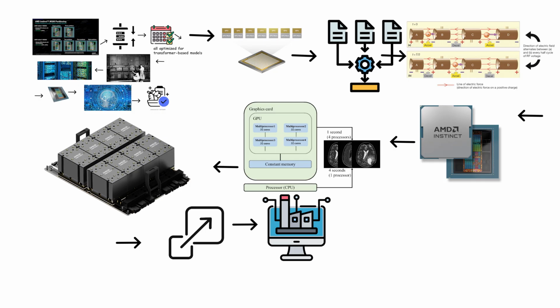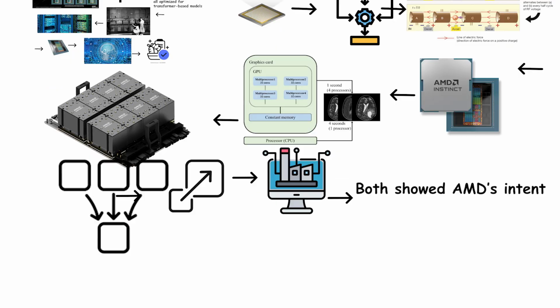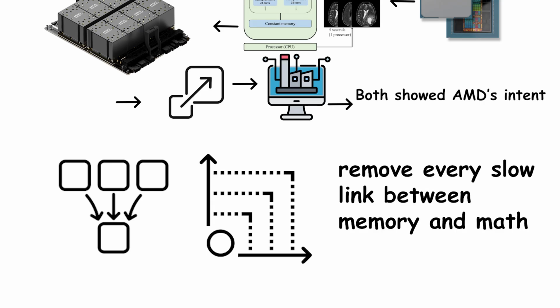In short, the MI300A fused CPU and GPU into one brain, while the MI300X scaled GPU compute to industrial proportions. Both showed AMD's intent: unify compute, scale it massively, and remove every slow link between memory and math.